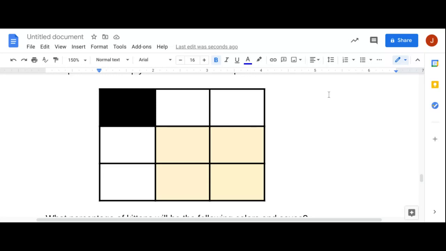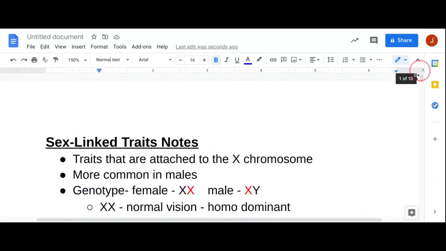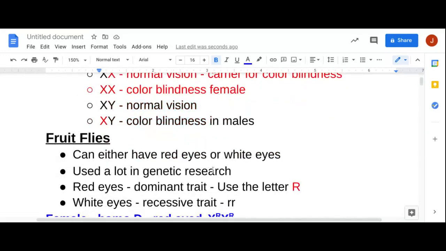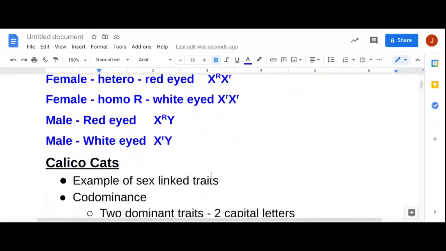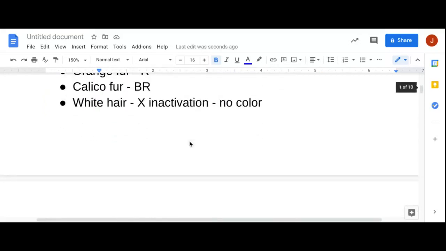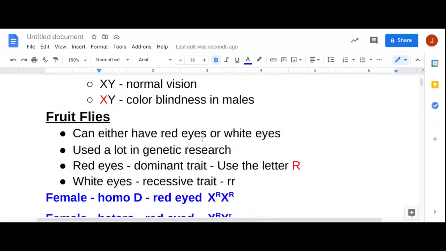Okay, so this is sex-linked traits. Just one more time here. I'm going to go up. Sex-linked traits are attached to the X chromosome, more common in males. My color blindness example, and then fruit flies and calico cats. This information that you see at the top of this document will be posted with this as well, that you can use as something for you to take notes off of.